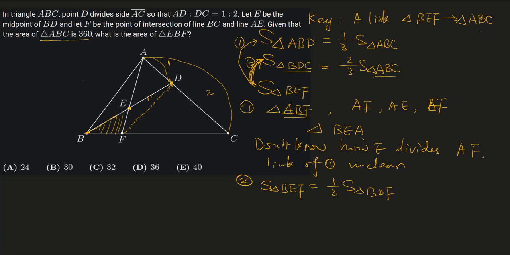But what's next? I think we are stuck here, because now we want to know how this triangle BDF connects to this triangle BDC. What's their relationship? We don't know it yet. And the reason is we don't know how point F cuts BC, right?